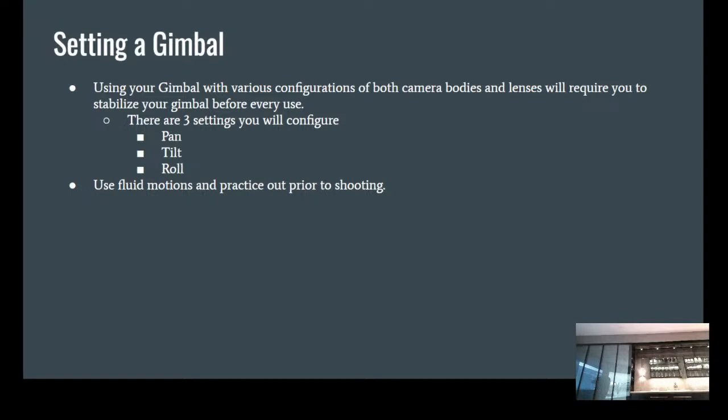But the main three things that you're changing are your pan, which is your ability to go up and down, your tilt, which is going to be your ability to tilt, and then your roll, which is basically going to feel like a pan, but it almost rolls like this, and if you were to flip the whole thing upside down, you could. So there's the pan, your tilt, and your roll. The other thing that I could say when you're using a gimbal, and the only other thing to really think about, is just use fluid motions and practice everything out prior to shooting.